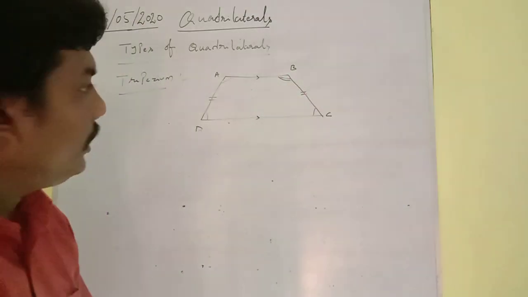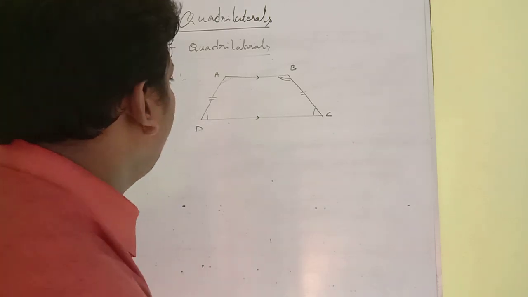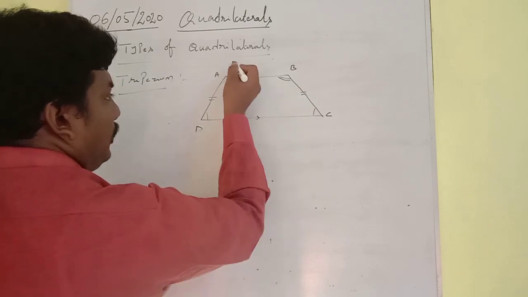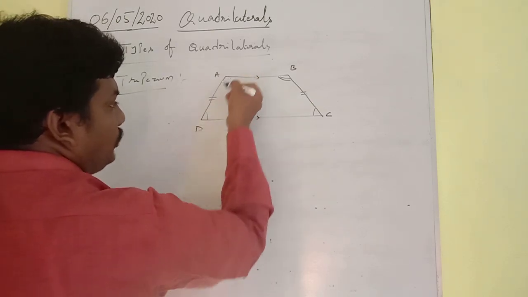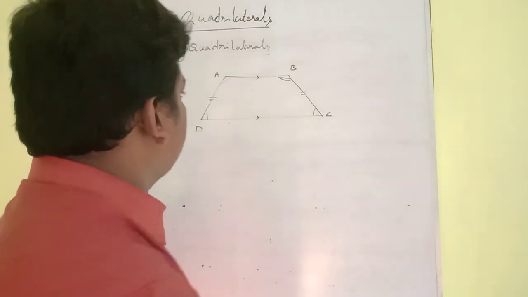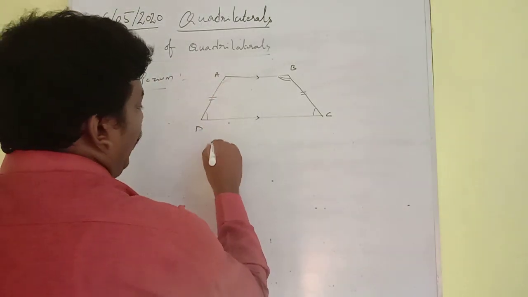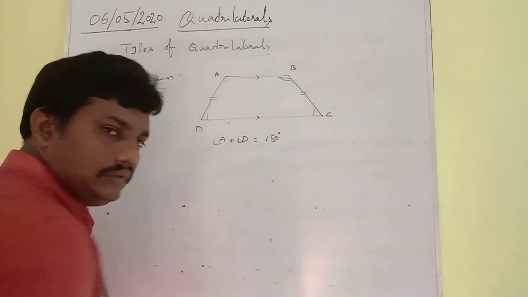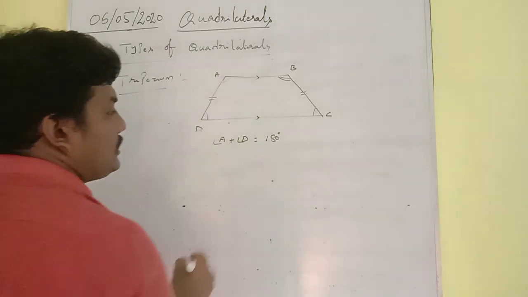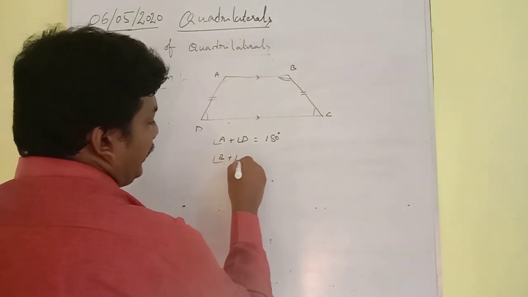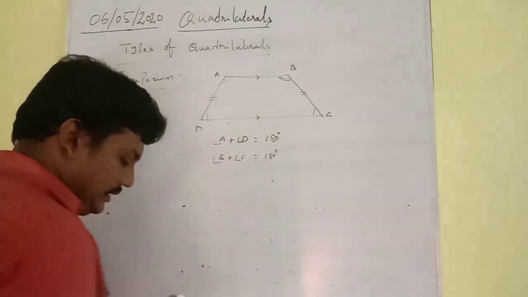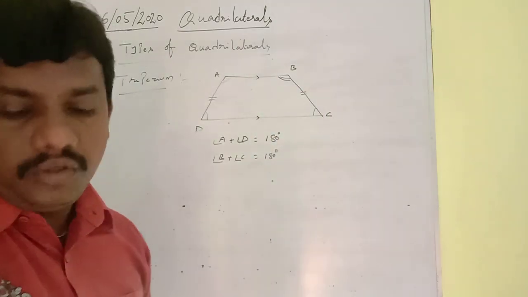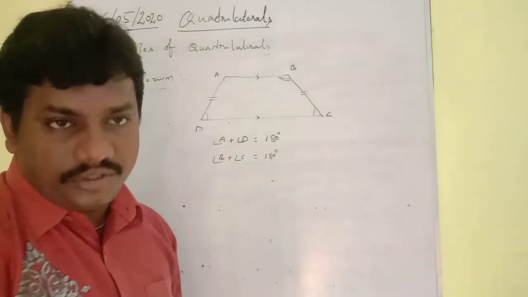One more property of this trapezium: if these two lines are parallel, let me consider this a transversal. The sum of these two angles is 180 degrees. Angle A plus angle D is equal to 180 degrees. Next, angle B plus angle C is also equal to 180 degrees. So angle A plus angle D is 180, and angle C plus angle B is also 180 degrees. So this is about a trapezium.